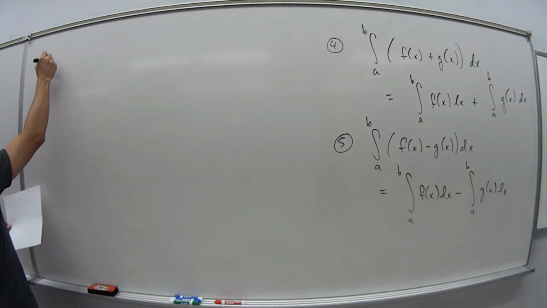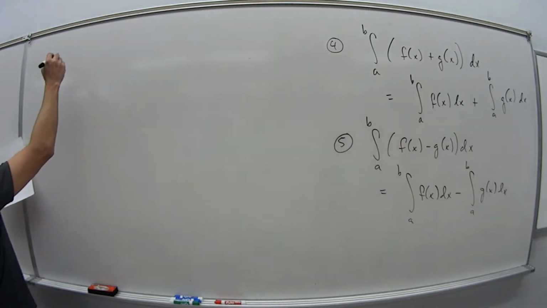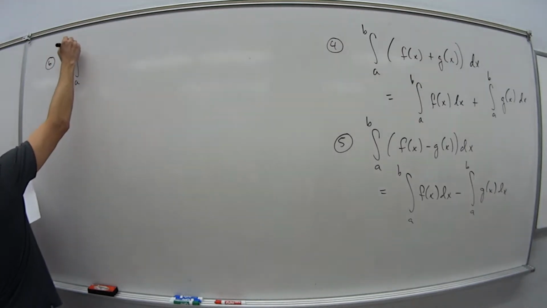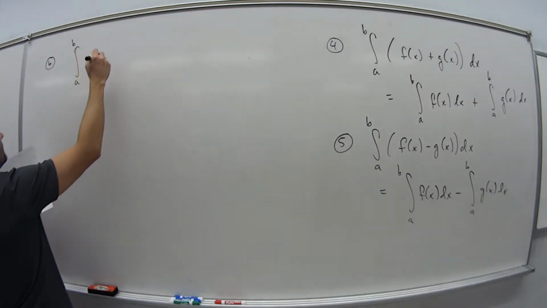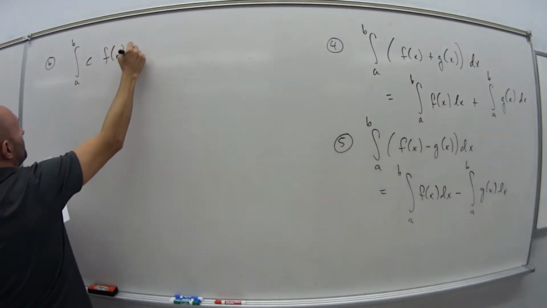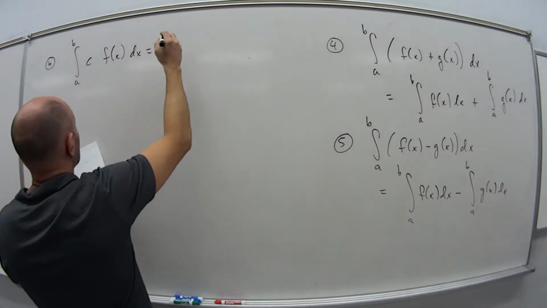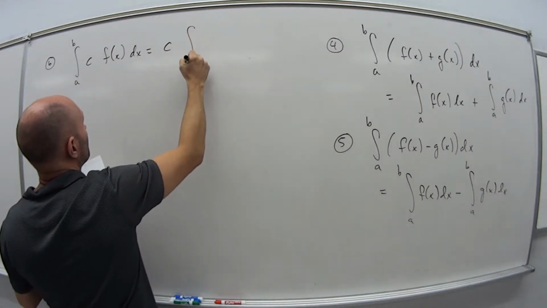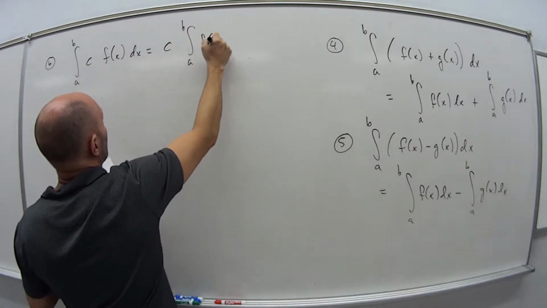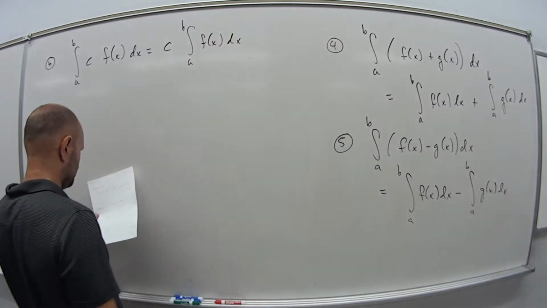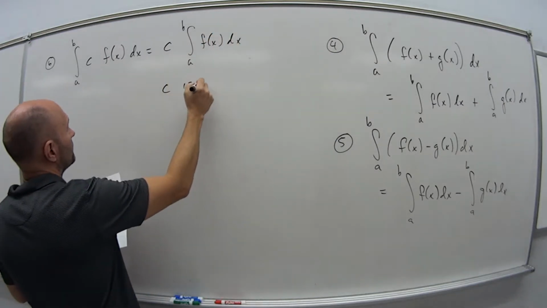Number 6, the integral from a to b of some constant c times f of x dx is just c times the integral from a to b of f of x dx. And again, c is a constant.